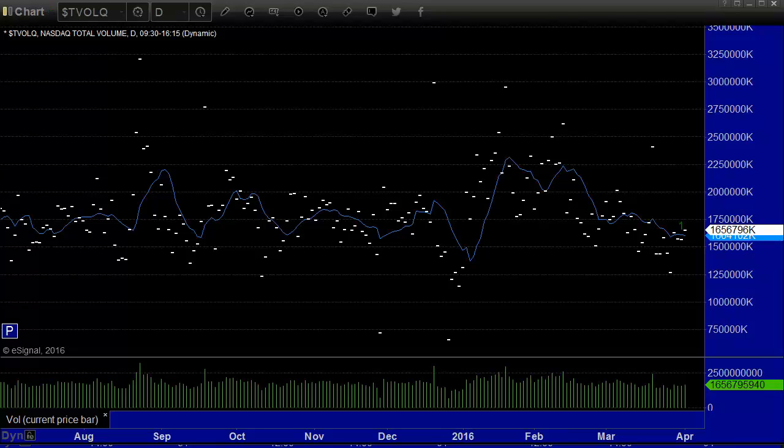NASDAQ volume 1.65 billion on Friday. Now here's the thing. That's not great volume, but I did point out, remember, we talked about this all last week, starting last weekend. The end of quarter tends to be kind of slow. They kind of get stocks where they want them.